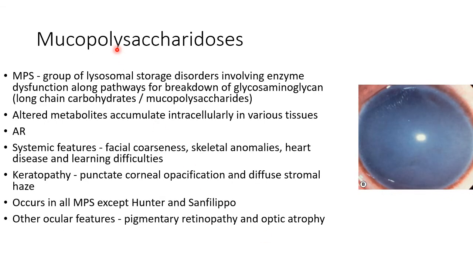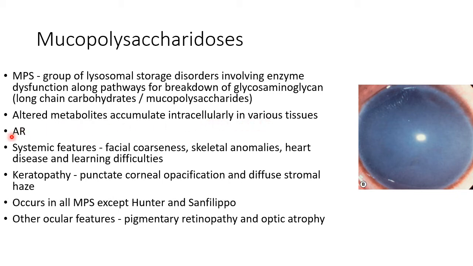Now let us discuss about Mucopolysaccharidoses. They are abbreviated as MPS. They are a group of lysosomal storage disorders involving enzyme dysfunction along pathways for breakdown of glycosaminoglycans. Glycosaminoglycans are long-chain carbohydrates which are also known as mucopolysaccharides. Because of enzyme deficiency, there will be altered metabolites which accumulate intracellularly in various tissues.